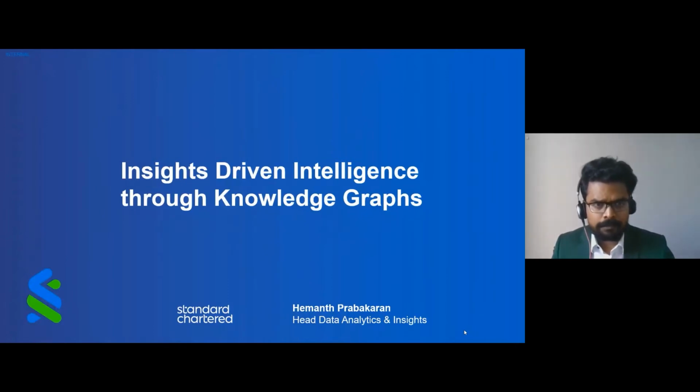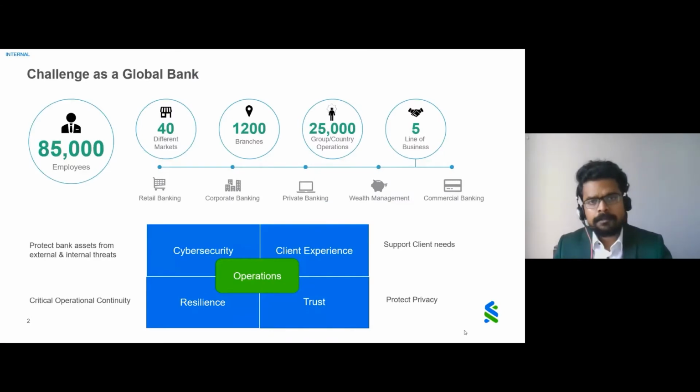So the topic which I'm going to cover today is how do we use insight-driven intelligence with the help of the knowledge graph, which is a really interesting area to look into. Before I jump into that, let me explain what are the challenges we face as a global bank, right? Standard Chartered is very old, and also it's one of the huge banks across any geography.